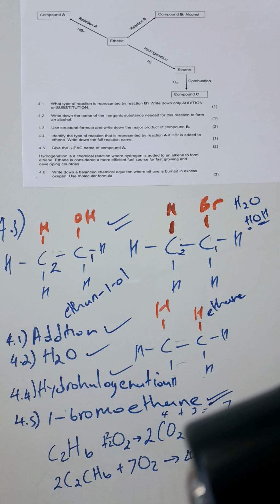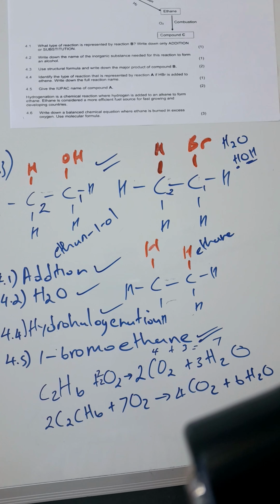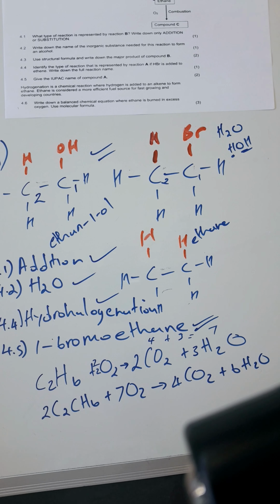Identify the type of reaction that takes place for reaction A. When you add hydrogen halide, it is hydrohalogenation. The IUPAC name of compound A, we have already dealt with. As you give the product, also give the name, just in case they require it. And then for the combustion reaction, the molecular formula of our alkane plus oxygen gives us carbon dioxide and water, and make sure that you balance that as well. Okay.